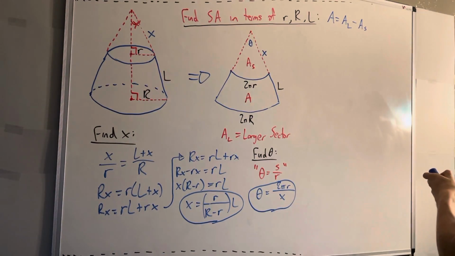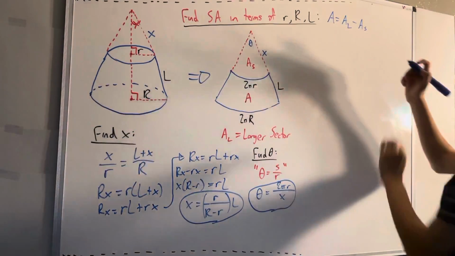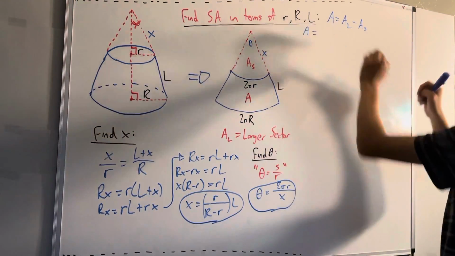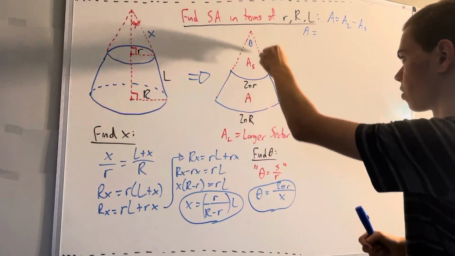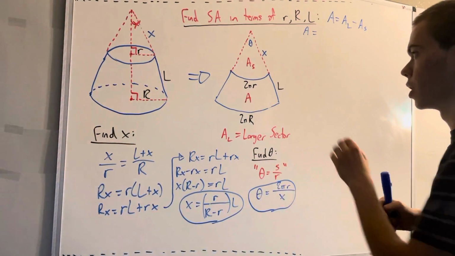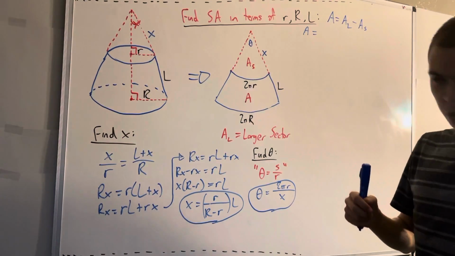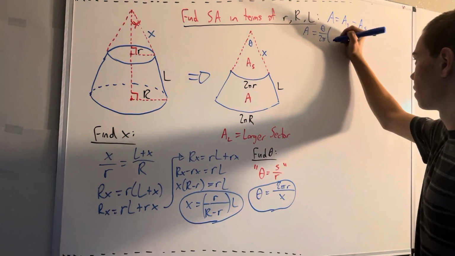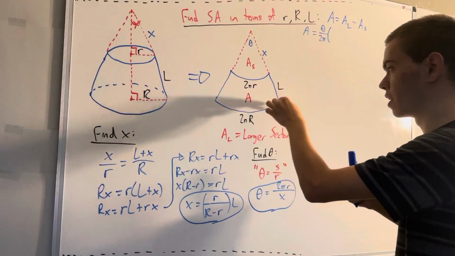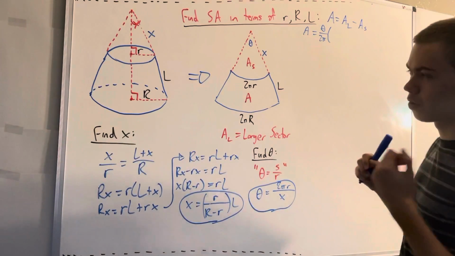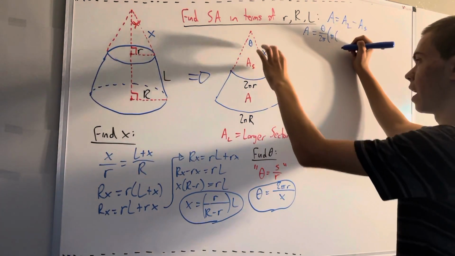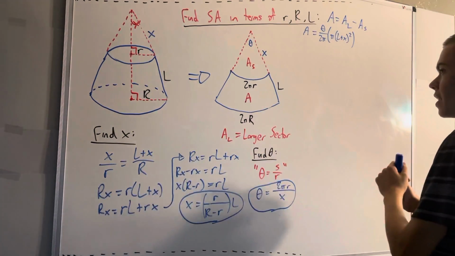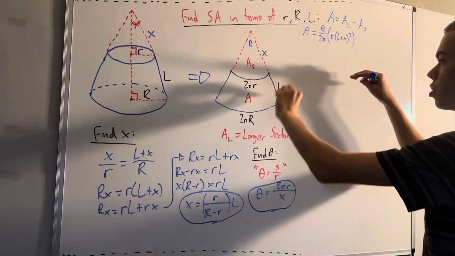To find the area, pretty much it's the area of the larger sector minus the area of the smaller sector. So I'm just going to write over here, what is the area of the larger sector? We know to find the area of a sector, it's just going to be theta over the full 2 pi radians of the circle, theta over 2 pi, times the area of the circle that forms this larger sector, which is just pi times the radius squared, or pi times L plus X squared. So this is what we get when we find the area of the larger sector.